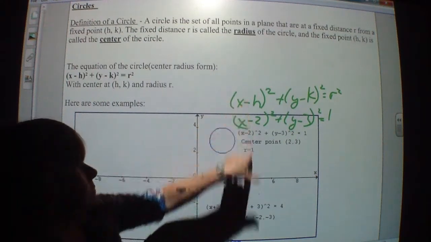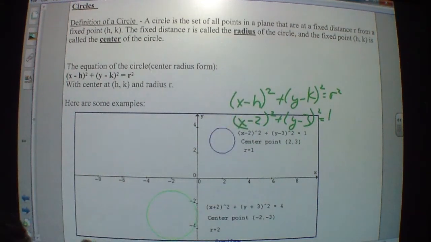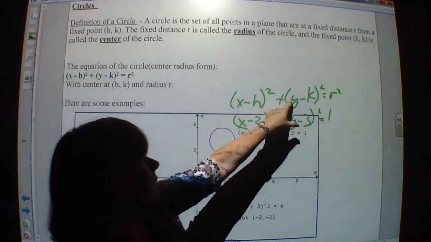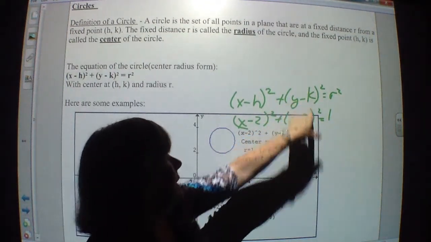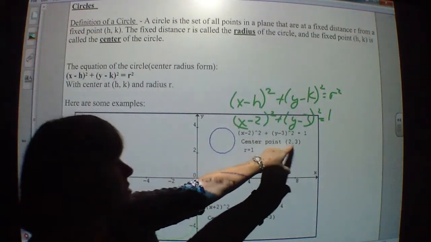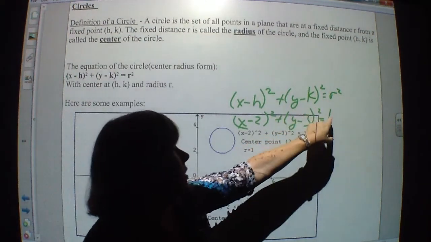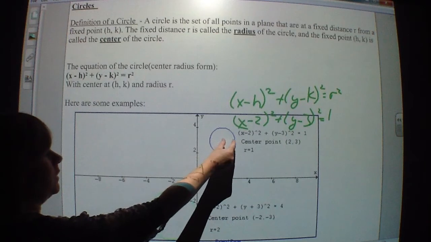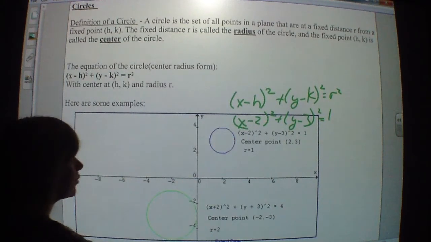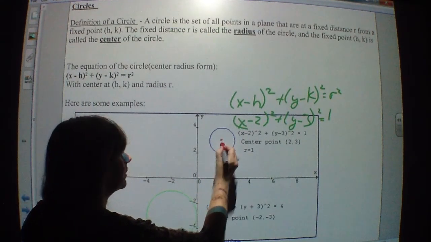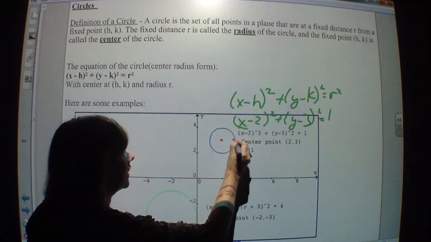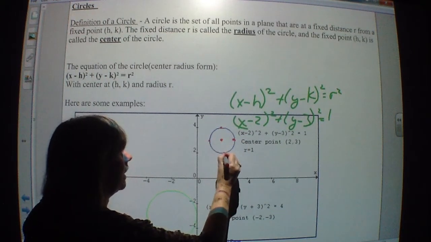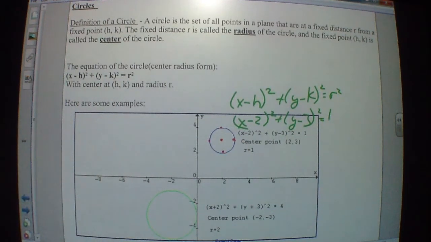So I have x minus, so my h must be 2. And then I have y minus, my k must be 3, so my center is (2, 3). R squared is 1, so my radius is 1. So center of (2, 3), a radius of 1. If I were graphing it, I would probably put a dot where the center is, and then I would go 1 from the center in all directions, the 4 points, and then I would connect them.